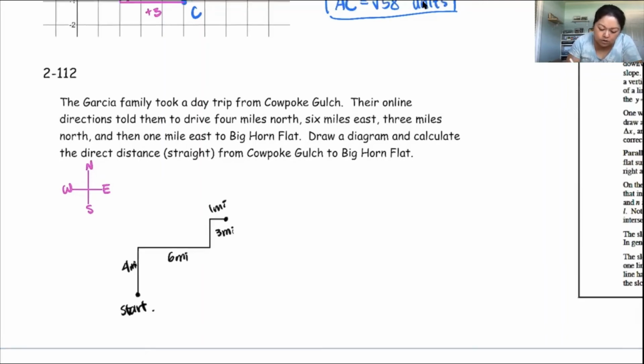Okay, so this is Big Horn Flat. And where did they start? Sorry, they started at Cowpoke Gulch. So the question is asking, what is the direct distance? And it even told you the straight distance, meaning how far is it from CG to BHF? Oh my gosh, Miss Chu, now you just created 3 right triangles. How am I supposed to work with that? You don't. You don't work with the small triangles.